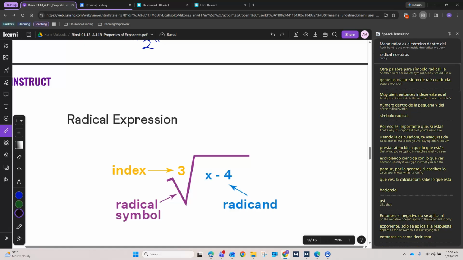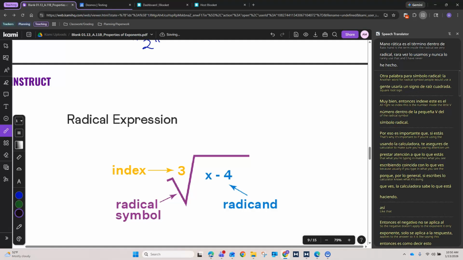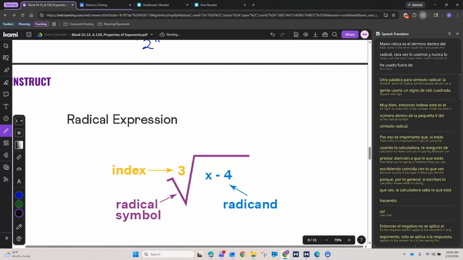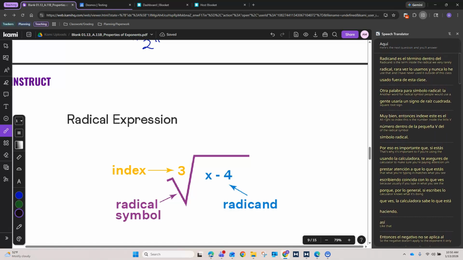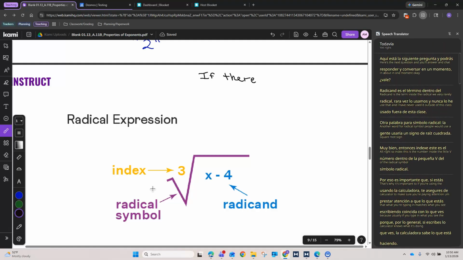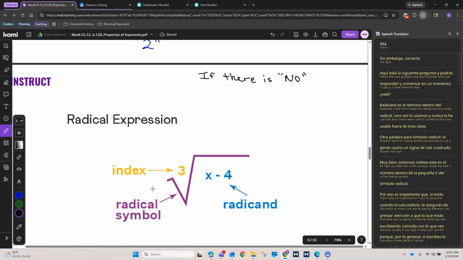So that's good. So here's the next question, and you'll answer in chat in 1 moment, okay? So you can type the answer, but don't hit enter yet, all right? If there is no index, and I'm putting in parentheses because it's implied.